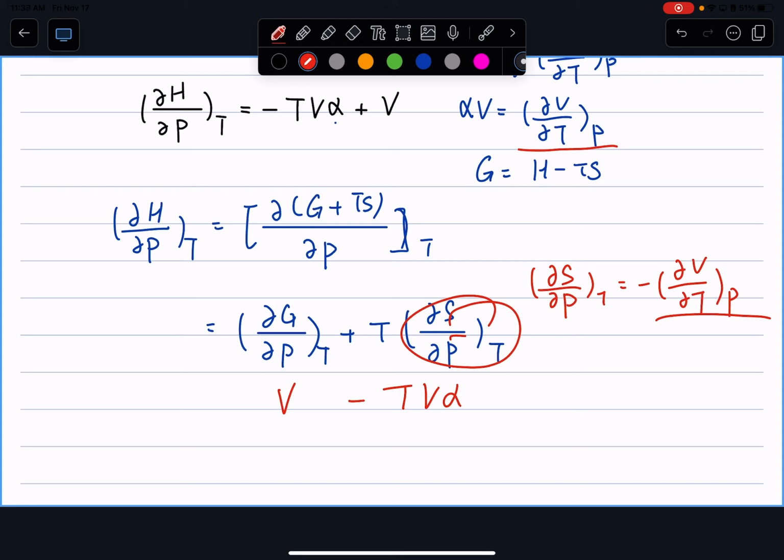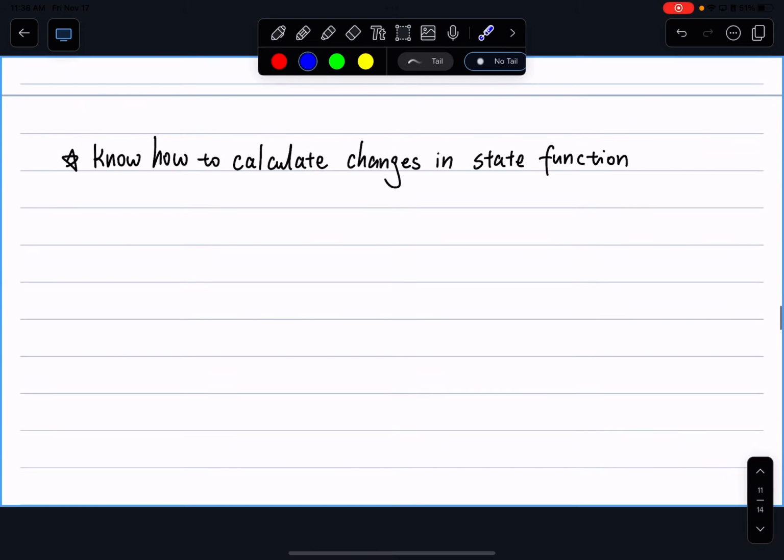So the next question becomes, why do we care about all these dependents? Like what exactly are we doing here by doing all these derivations? So in our next step, which I believe is in a different lecture, that's a little bit unfortunate, we actually use what we derived to calculate changes in state functions.